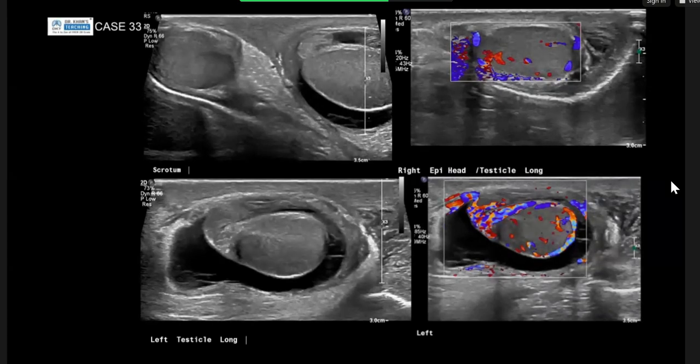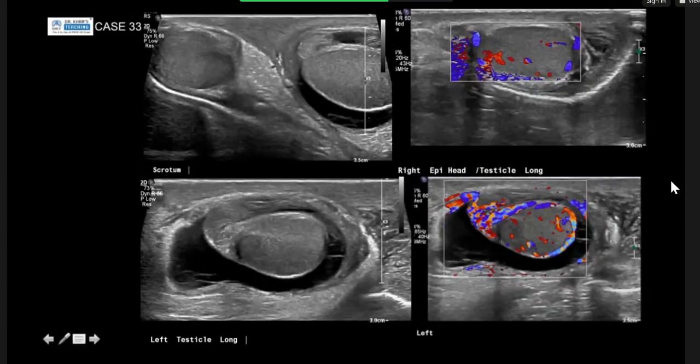Which is having a cord-like appearance, twisted cord type. So this could be again torsion. Okay, so with torsion, do you expect to see increased flow in the testicle or reduced or absent flow? It should be absent flow. Okay, so here we've got quite a lot of flow within the testicle. This is just showing that you've got lots of flow.